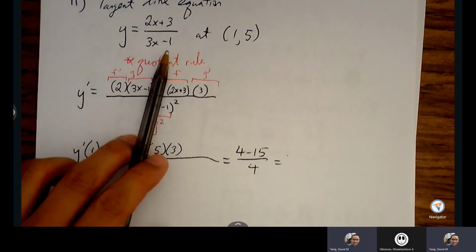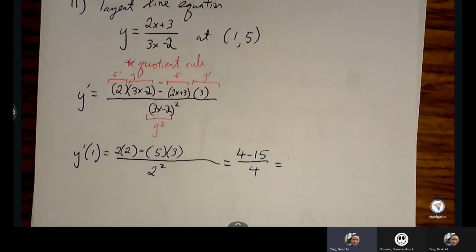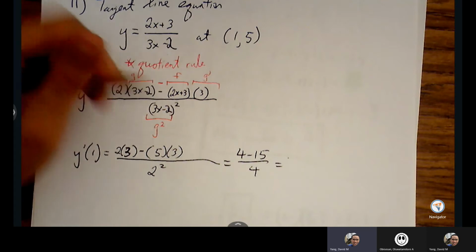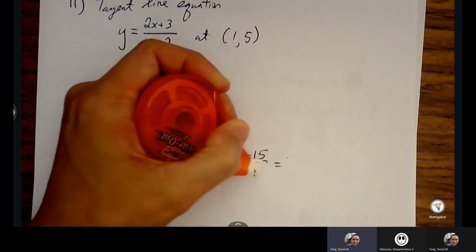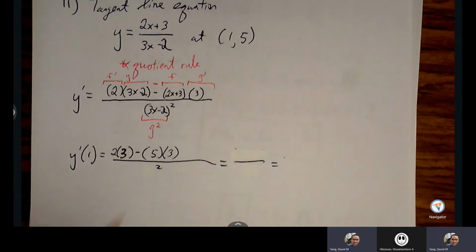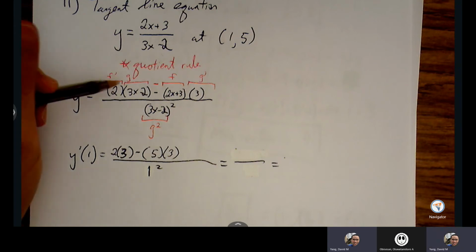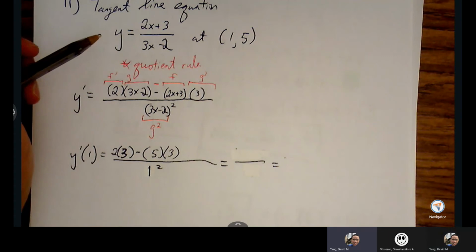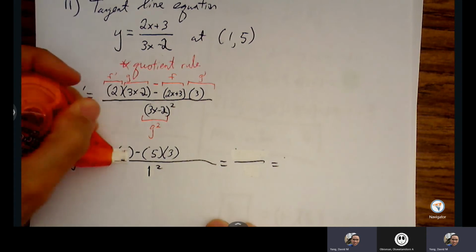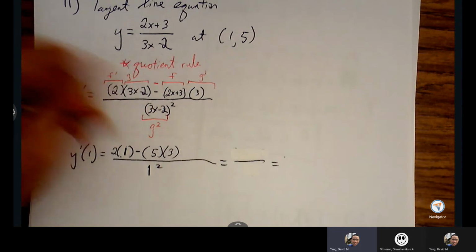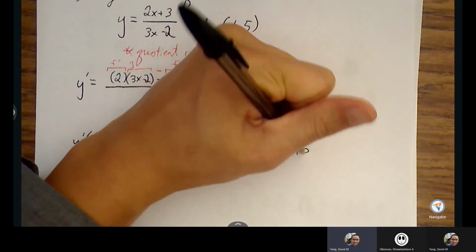Oh, I messed up. I copied the problem wrong. 2x plus 3x minus 2. Should be 1. Should be 1. Okay, so 2 minus 15. Okay, so there's my slope.